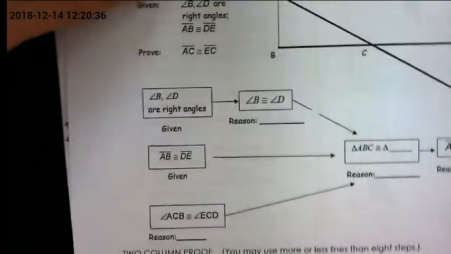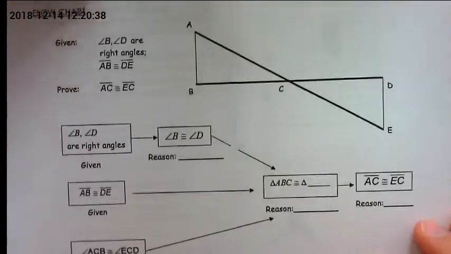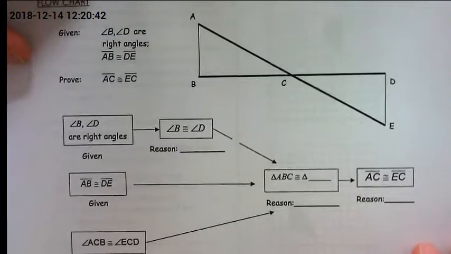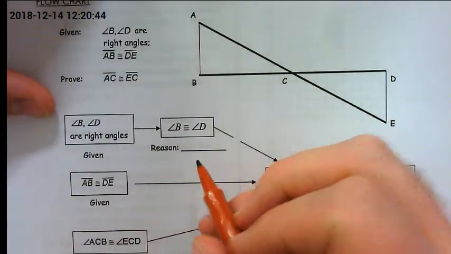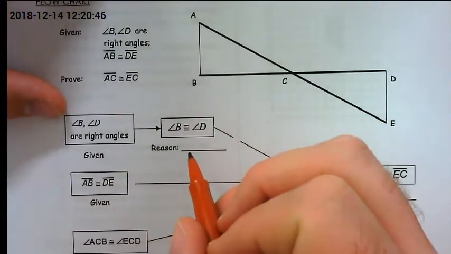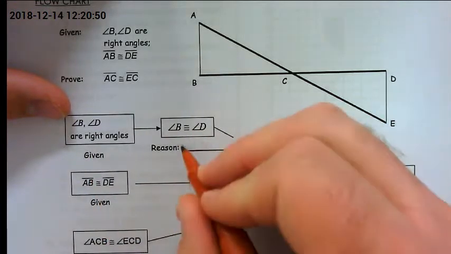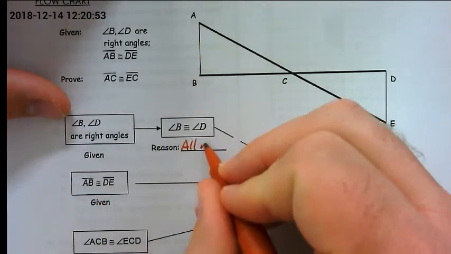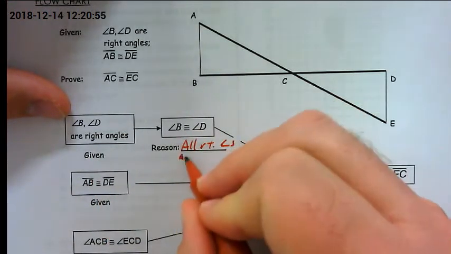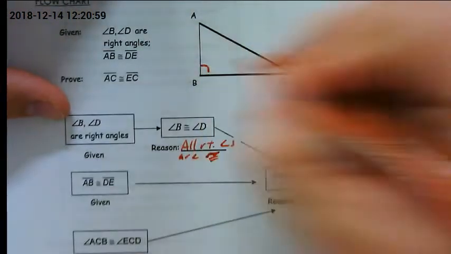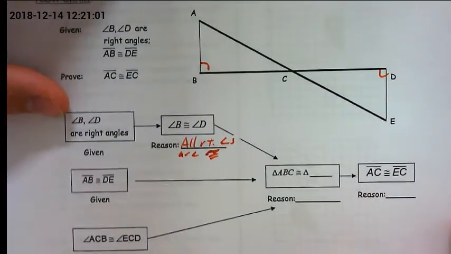On 77, this was a flowchart proof followed by a 2-column proof. It's the same proof. So we just had to fill in the reasons. If we know that these are right angles, then they're congruent because all right angles are congruent. Yep. So let me go ahead and mark that on my figure as well.